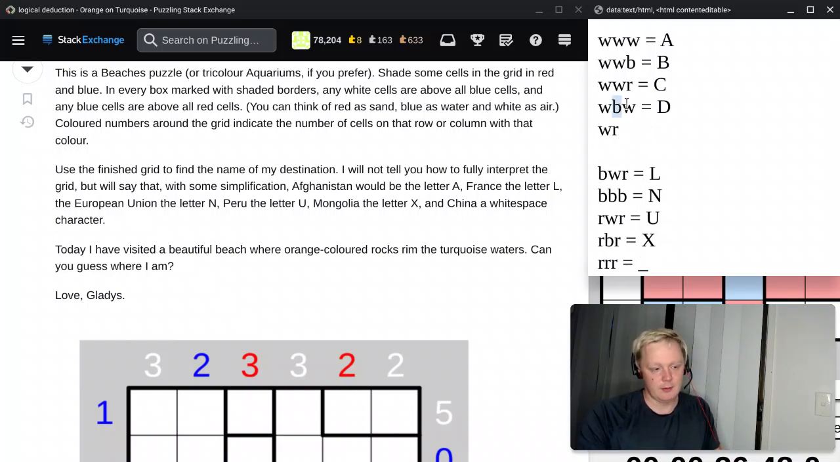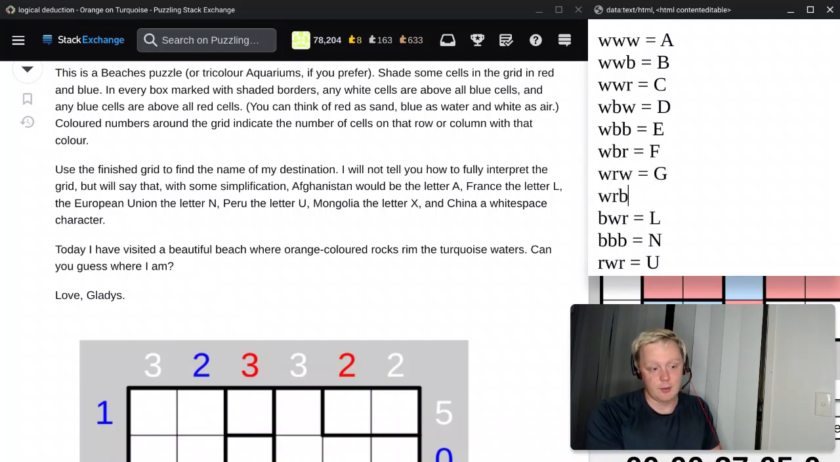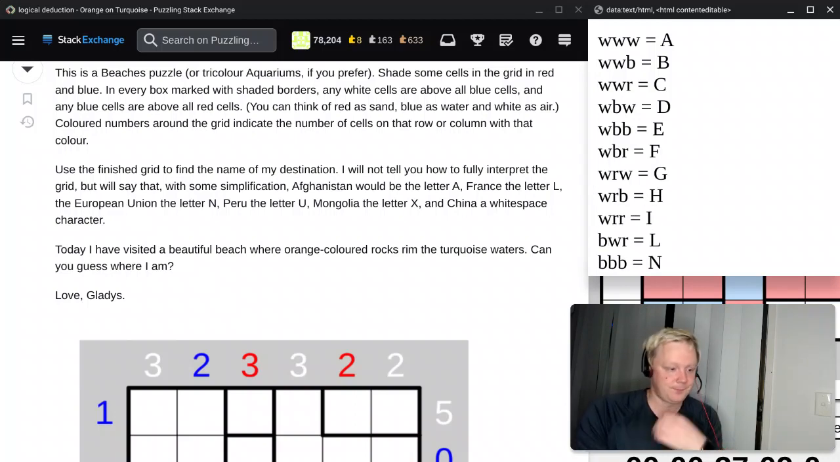So now we have 0, 1, 0. So now we have 0, 1, 1, obviously. E, 0, 1, 2. White, blue, and red would be F. And so forth. We can fill the rest in. White, red, white would be G. White, red, blue would be H, white, red, red would be I.